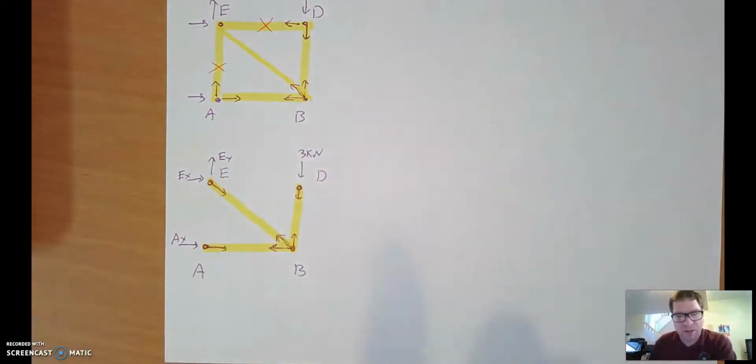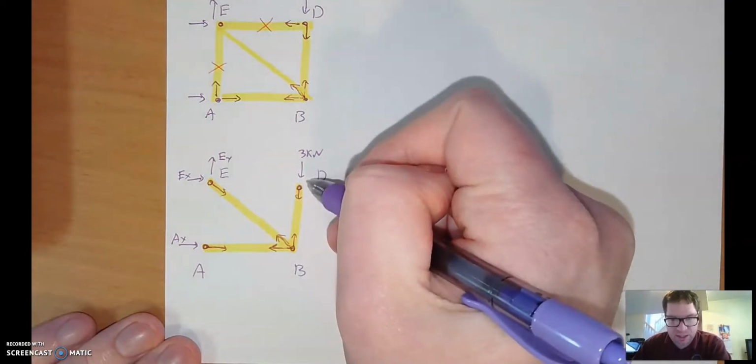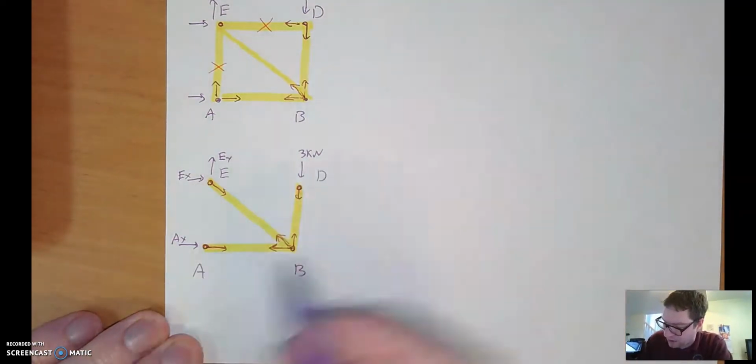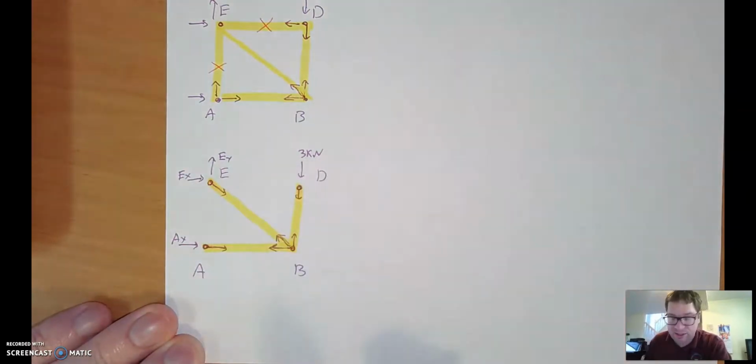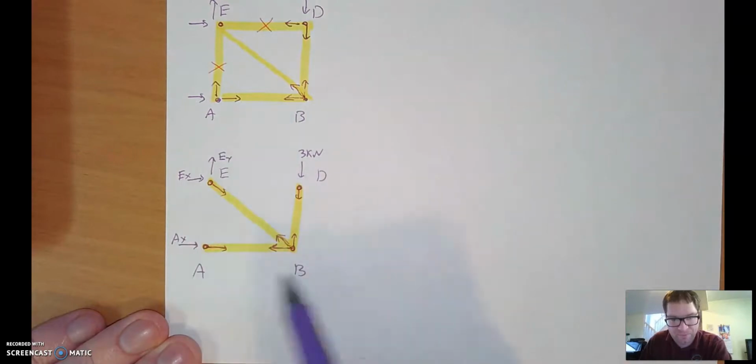So at this point we don't have any more zero force members. Both things are in the same direction. So both things are in the Y, both things are in the X. I have 2 things in the Y and 2 things in the X. So this is as simplified as we can make this system.